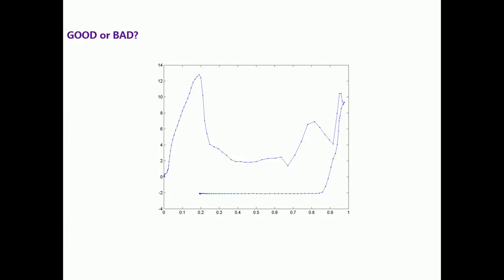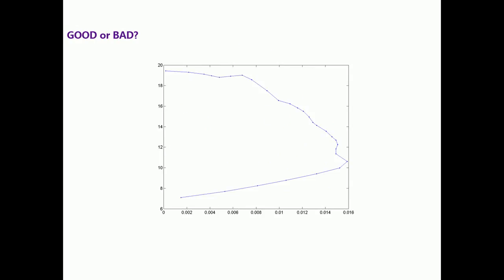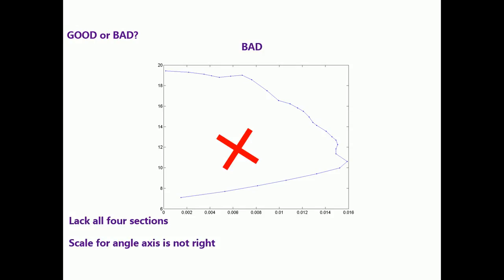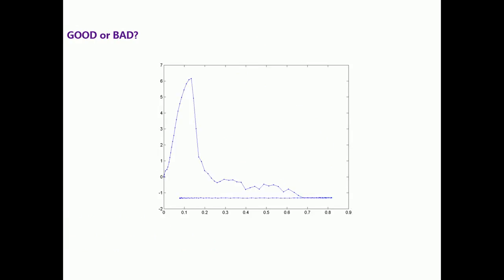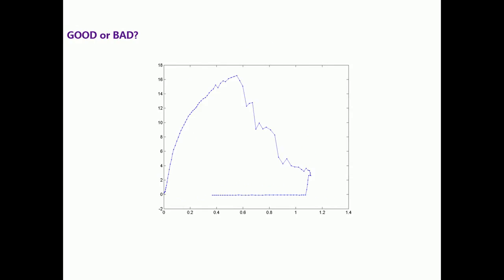What about this one? Well, this one has a pretty long post-failure section, but it is still okay. What about this one? Good or bad? It's actually bad because it lacks all the 4 sections and the scale for the angle axis is not right. What about this one? It's actually good, and it's also a good example of a graph with a pretty short intermediate section and a pretty long post-failure section.